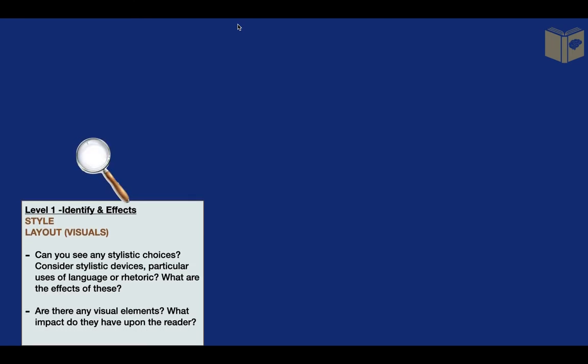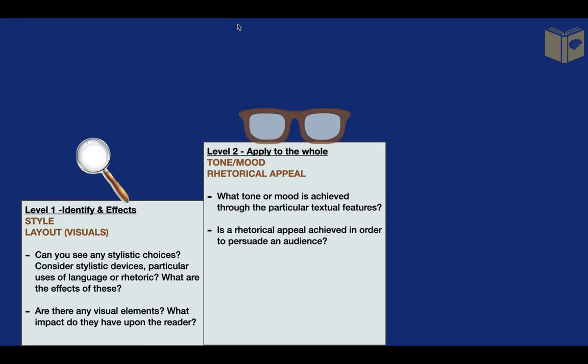At level 1, we still zoom in and look at the smallest elements, the style and visuals, the language, and we try to find examples of stylistic devices or important visual choices. We can look for rhetoric as well, considering the effects that all of these might have. We consider the impact any choices might have on its reader. Next, in level 2, we apply stylistic choices to a whole in the text. This might be the whole tone created or mood achieved. It might be a rhetorical appeal created through rhetorical devices. But all of these are examples of wholes created through smaller elements.